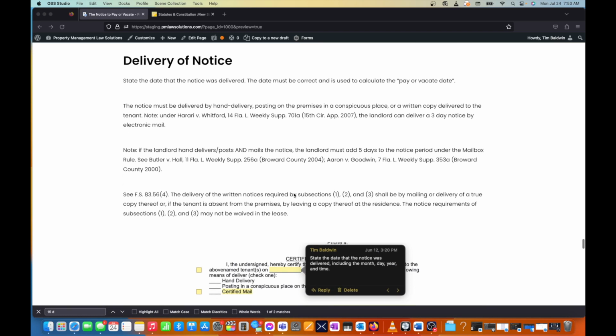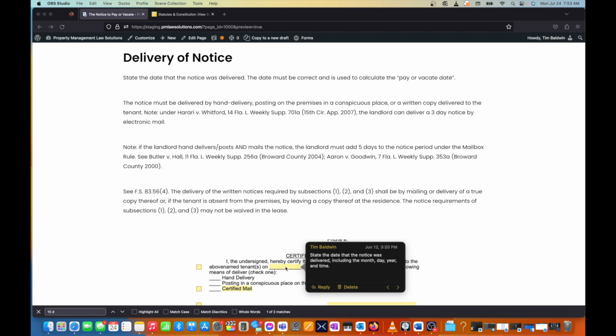We want to make sure, of course, that the date is correct that we serve the notice, because this will dictate how we calculate the pay or vacate date. If we deliver the notice on a specific date, we have to calculate the 3-day notice period based on the date that we deliver. You can go to the calculating notice periods video for more information and training on that. But if we put the date of delivery in the certificate of notice as a particular date, it's got to be the date that we deliver the notice, and we have to calculate the notice period based on the date of delivery.